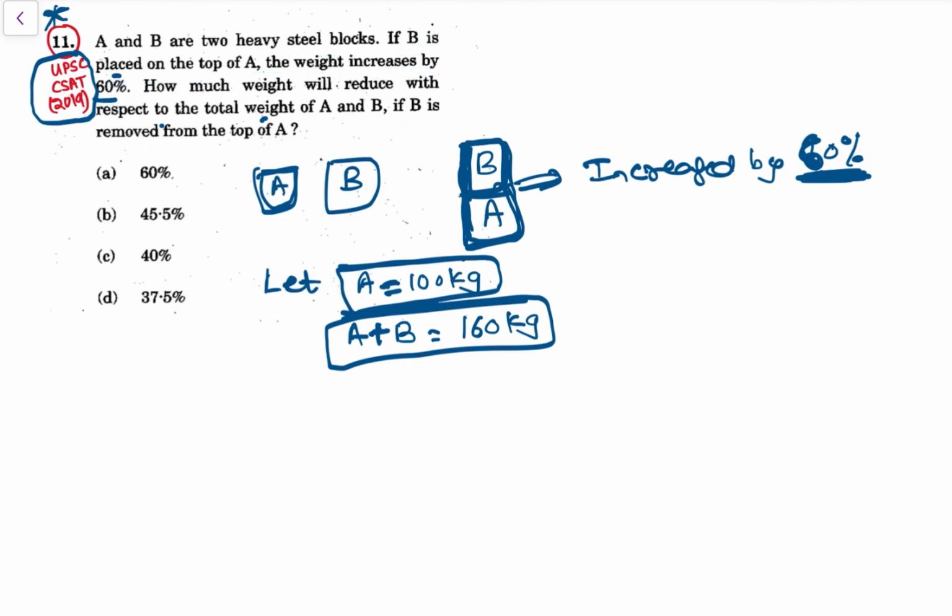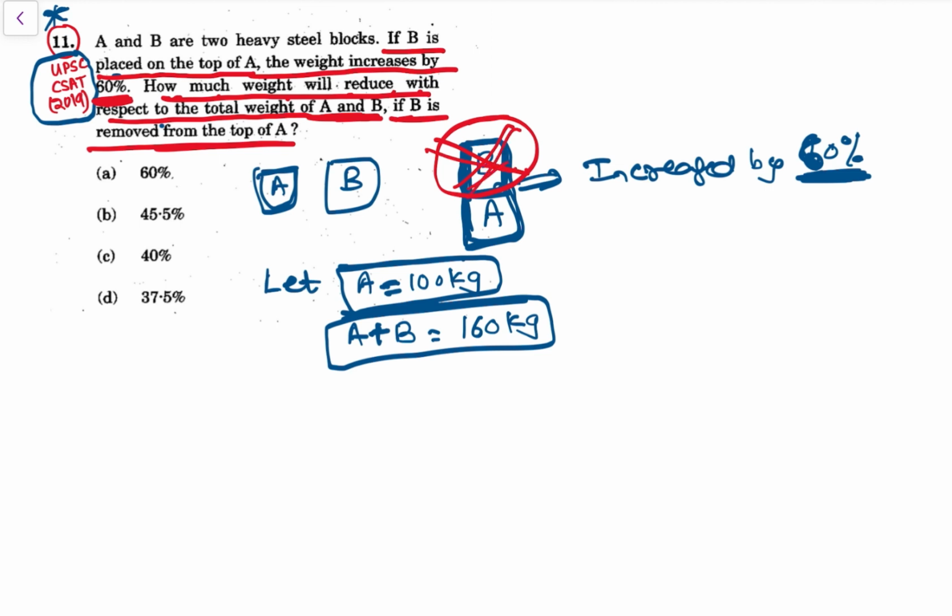The weight of A plus B is 160 kg. If B is placed on top of A, the weight increases by 60%. So 160 kg. How much weight will reduce with respect to total weight of A and B if B is removed from top of A? Now B is removed. What is the question? How much weight will reduce with respect to total weight of A and B?